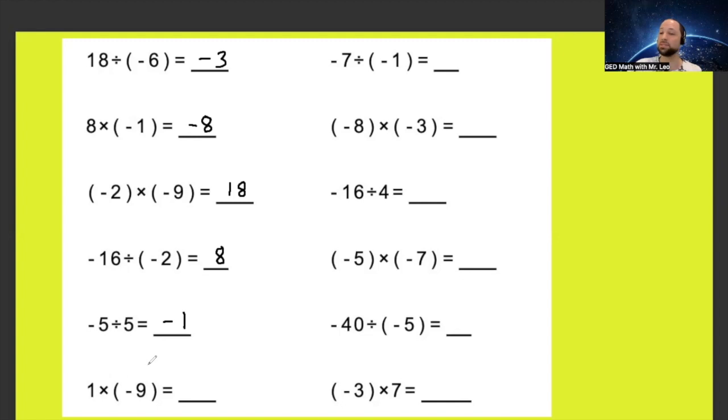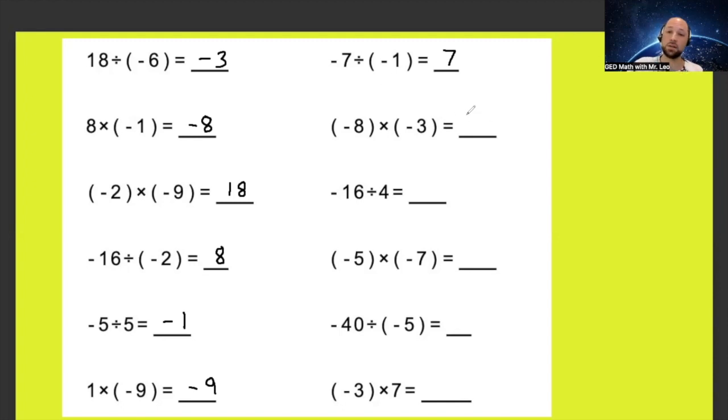Here we have 1 times -9. Good job, that's just going to be -9. Moving up, -7 divided by -1. Well, the negatives will cancel out. That's a positive. And 7 divided by 1, what does that mean? Any number divided by 1 is itself. So 7 divided by 1 is still 7. And again, the two negatives cancel out. We have a +7.